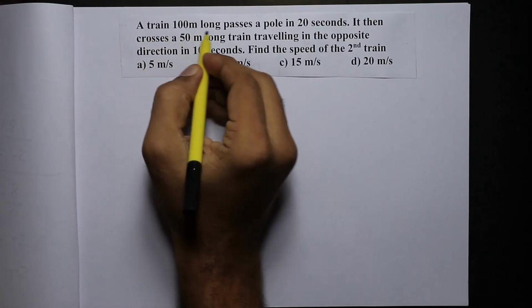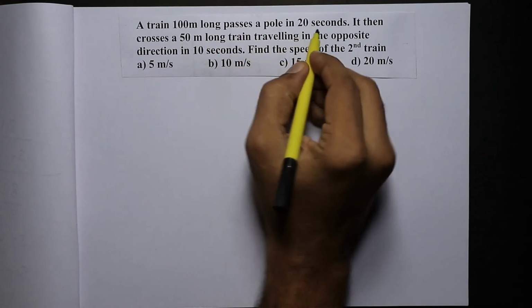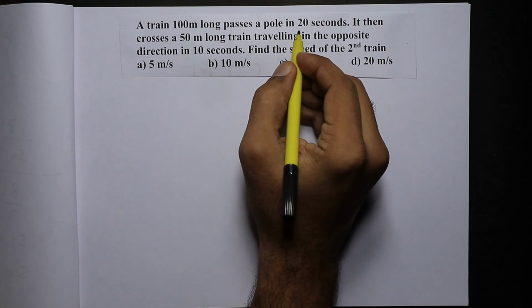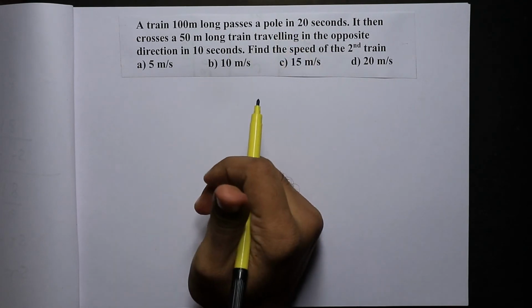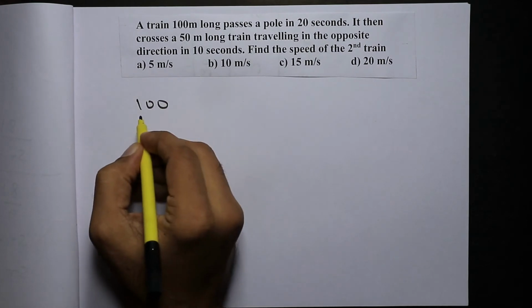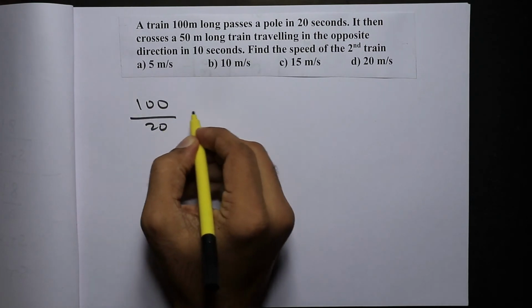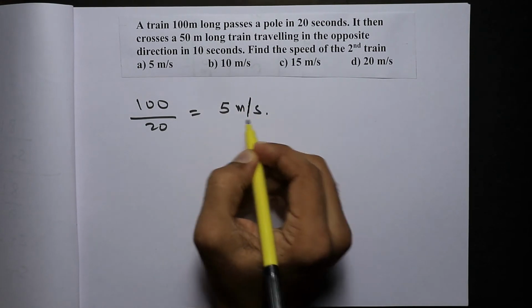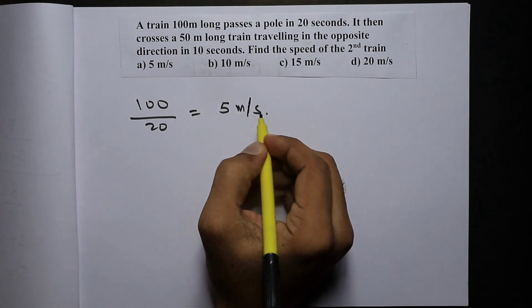A train 100 meters long passes a pole in 20 seconds. Now for the train to pass the pole, its own body length has to be moved. So the distance to be moved is 100 meters, divided by the time 20, so that will be 5 meters per second. So that is the speed of the train.